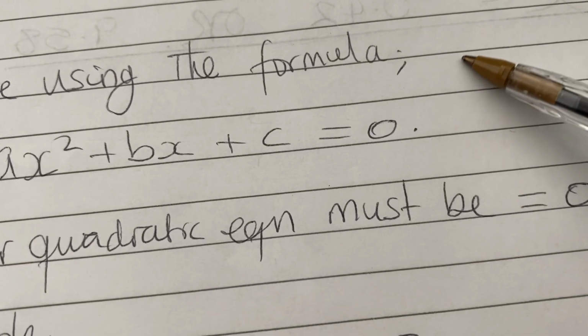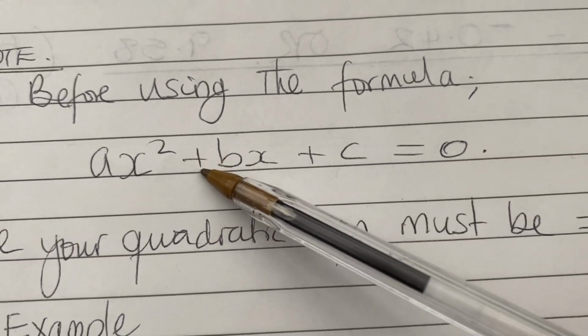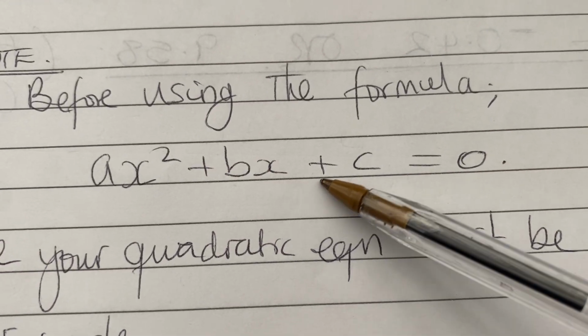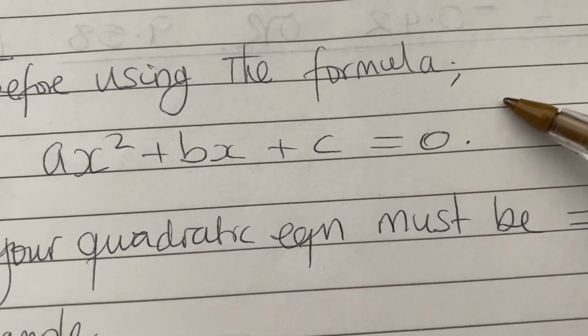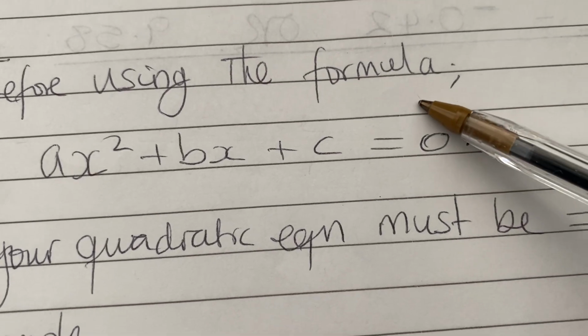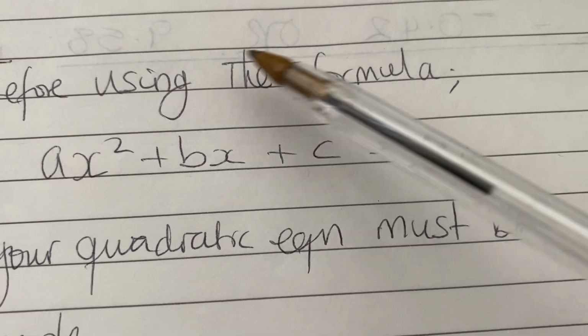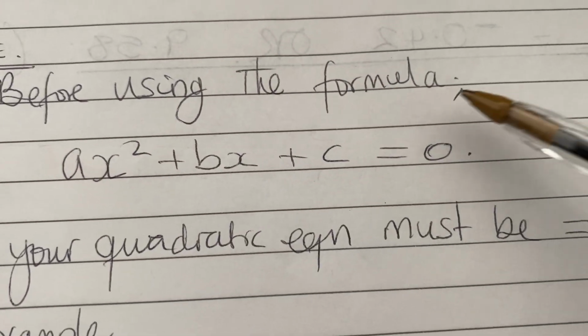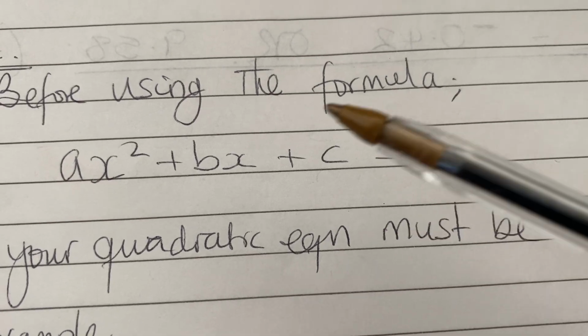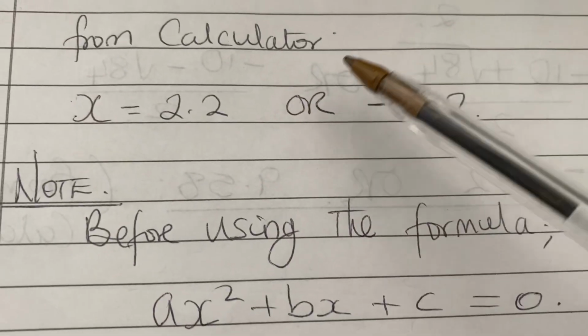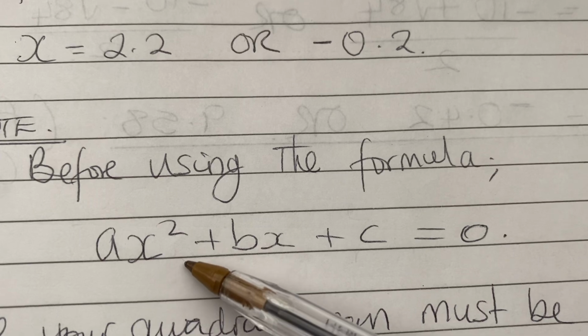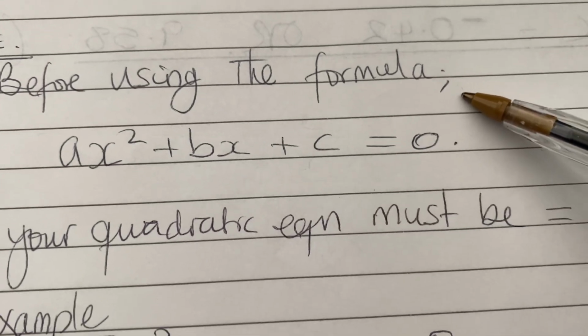Now, before using this formula, ax squared plus bx plus c should be equal to 0. If they don't say solve this quadratic equation equals 0, then you can't use this, because you are going to get values of x.